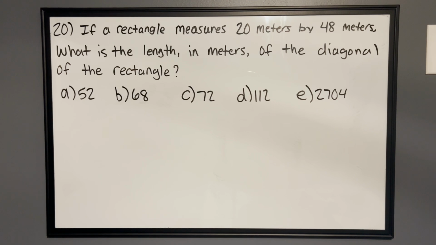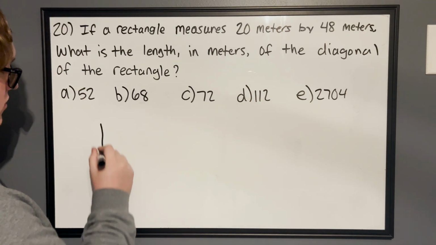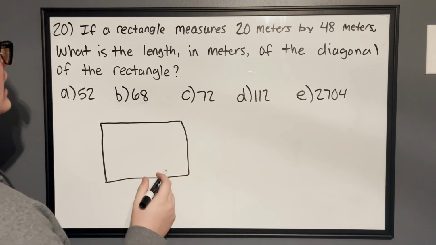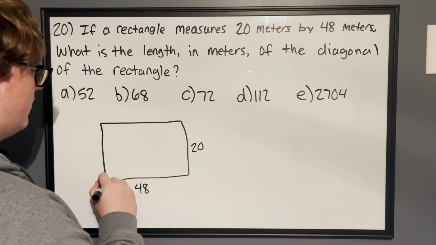All right, so here we have question number 20. It says, if a rectangle measures 20 meters by 48 meters, what is the length in meters of the diagonal of the rectangle? So I think it's always helpful to draw your diagram here so you can see exactly what you're working with. So let's draw a rectangle. It's not going to be perfect, but it is a rectangle. So here we have 48 and here we have 20. And we want to find the diagonal.